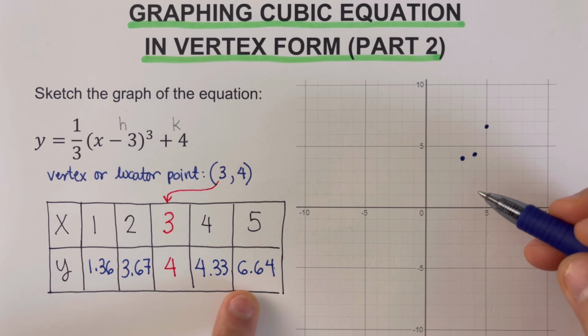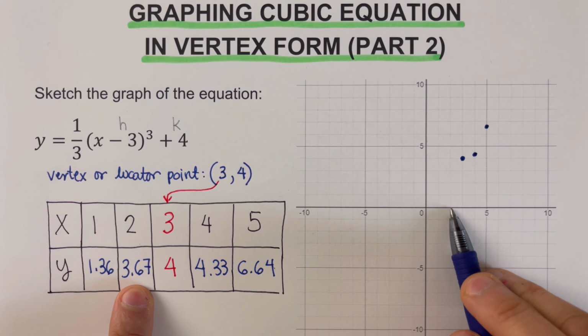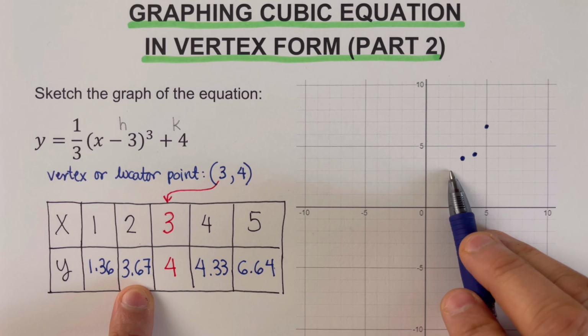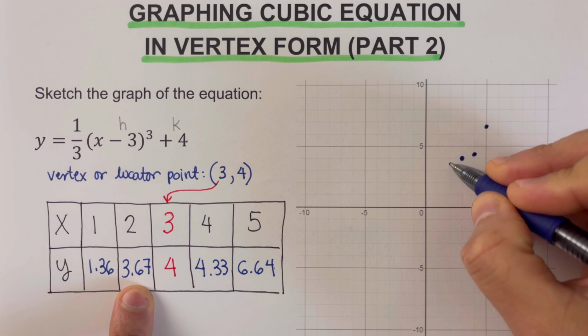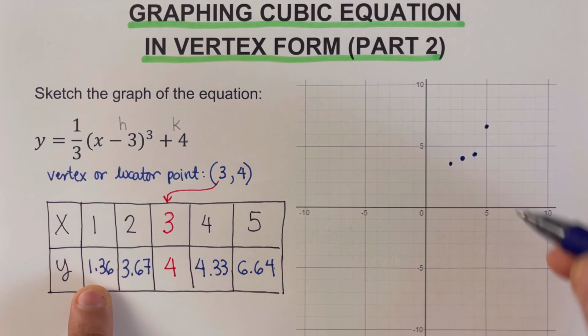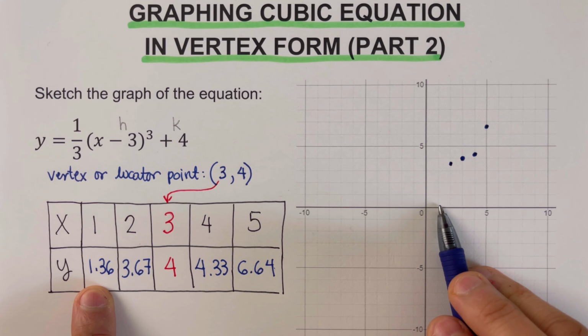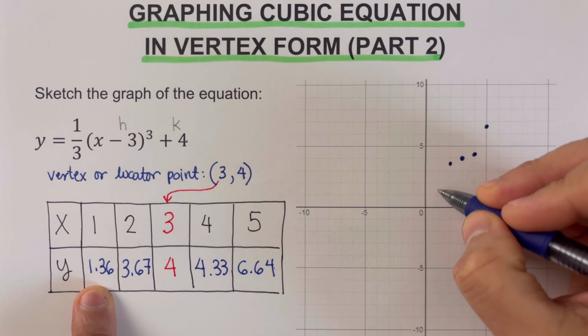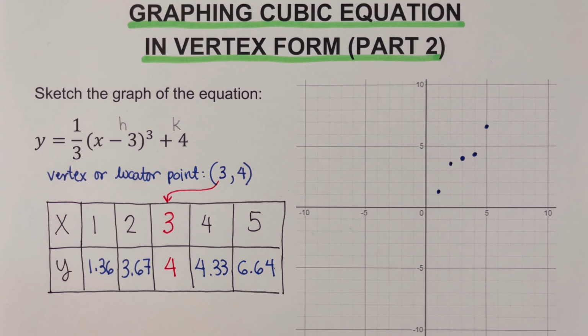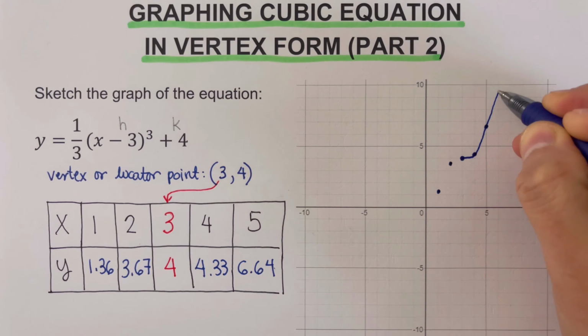And then we go down the other side, which is negative 2 would be 3.67. So 1, 2, 3.67 should be somewhere around here. And then we have 1 is 1.36. So that would be 1 here and 1.36 is down here. So we are going to sketch the graph of this equation.